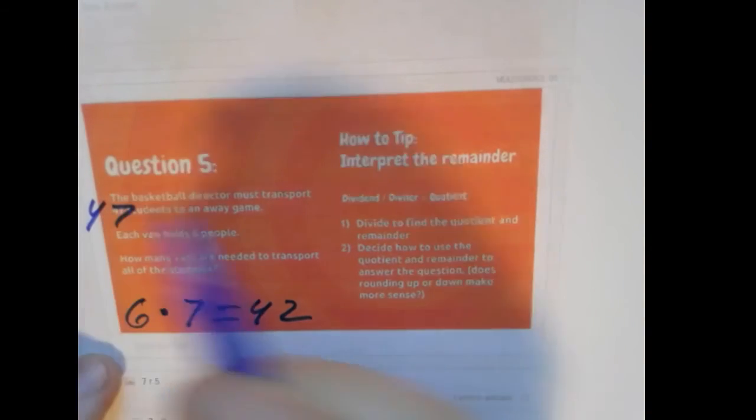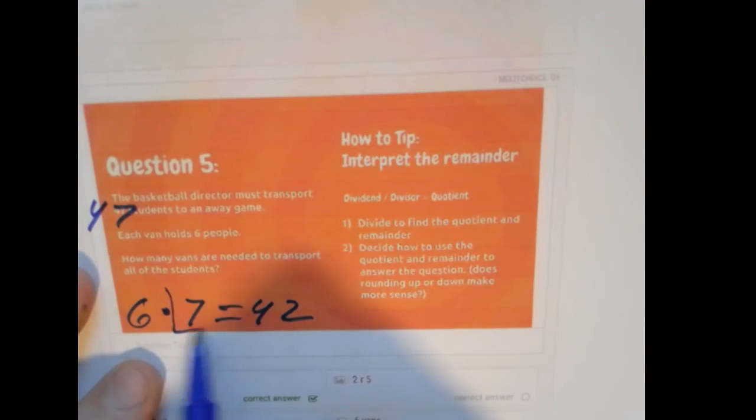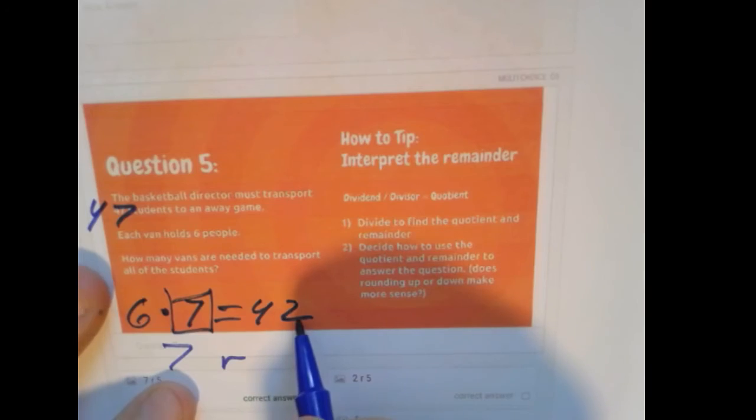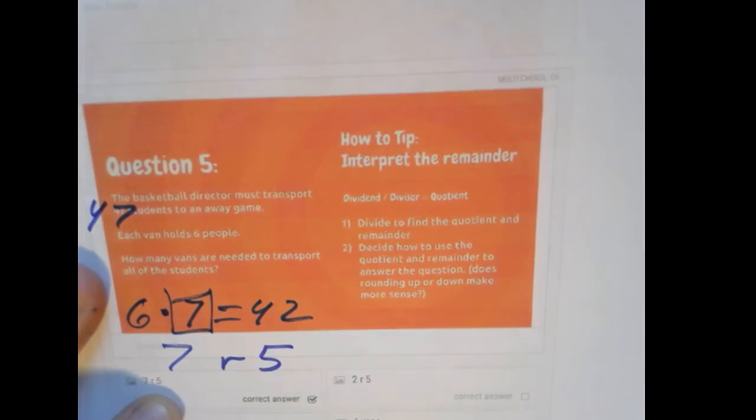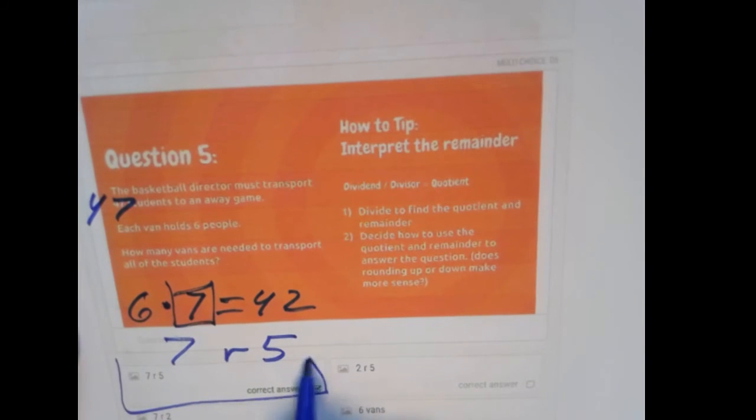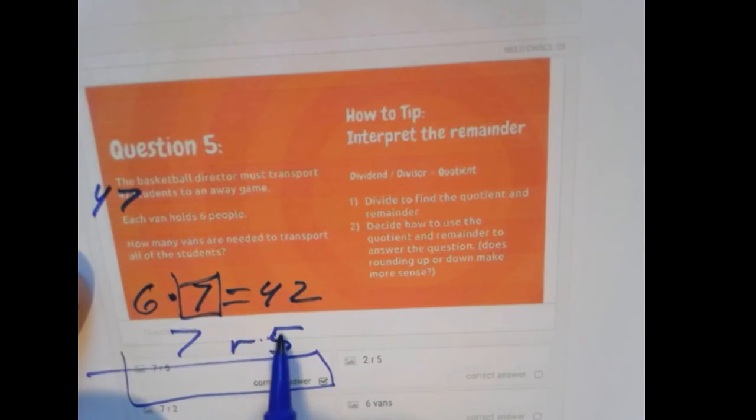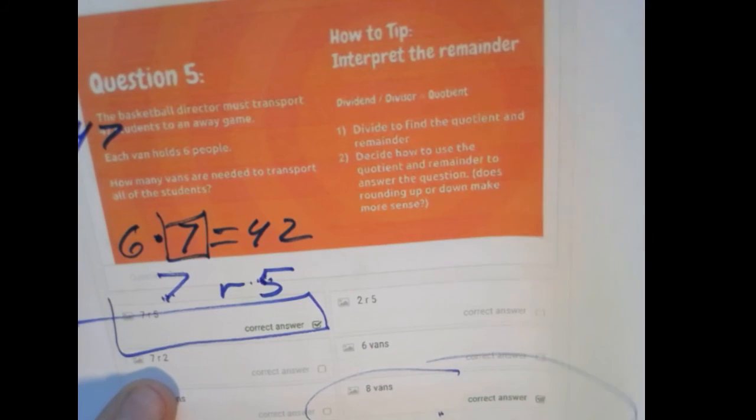So really it's 6 times 7 vans equals 42. And we need 47 total. So the last van isn't going to be full. There's going to be 7 vans with a remainder of between 42 and 47 is 5. So we're looking at 7 remainder of 5. But how many vans do we actually have to take? So that this last group, even though it's not a full van, we're going to need a total of 8 vans to get all of the students where they need to go.